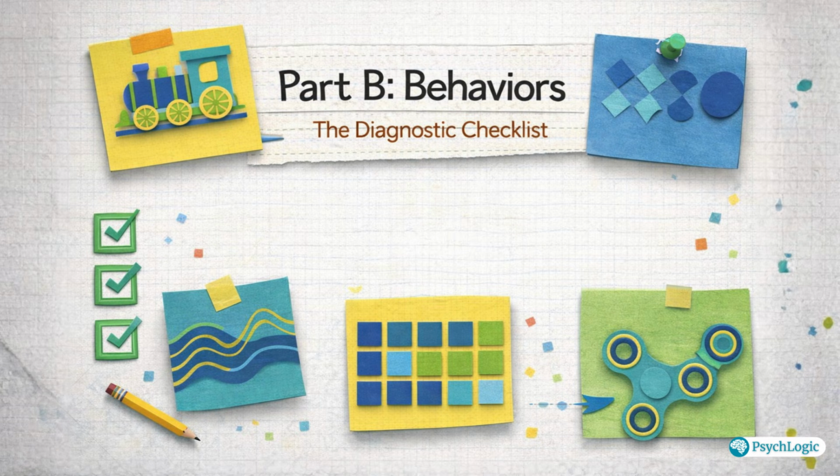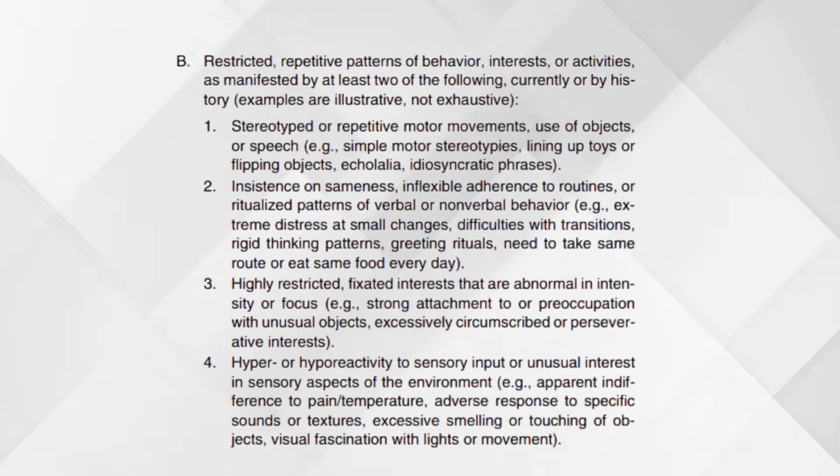Okay, so just to be clear, a person has to meet all 3 of those social criteria we just talked about. But that's not all. They also have to show at least 2 different types of restricted or repetitive behaviors from this next section, Part B. And a few other things have to be true too. The symptoms had to start early on, they have to cause real-life problems, and they can't be better explained by another condition. So with that whole picture in mind, let's jump into Part B.